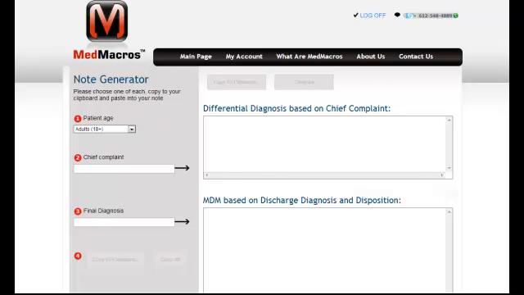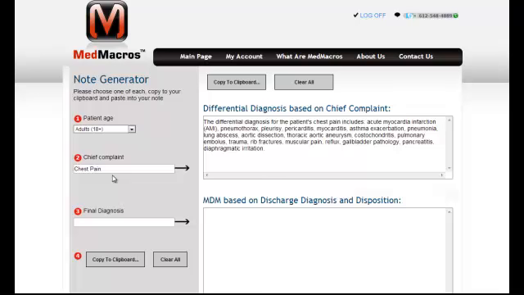The first thing that must be done is generate the materials in the note generator or main page on medmacros.com. After logging in, you'll be referred to this page. The materials are age-specific, so in this case, let's say that this is an adult with a chief complaint of chest pain. Entering the chief complaint generates a differential diagnosis in the box on the right.